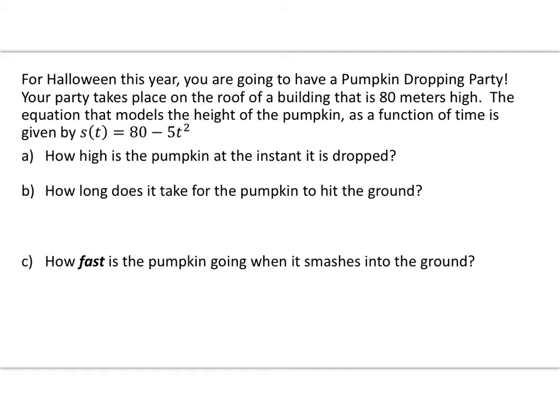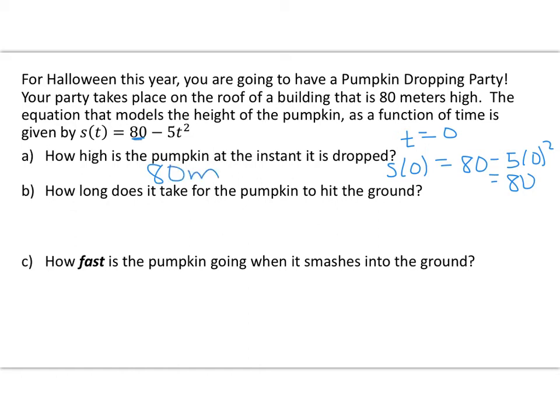Well, if I'm just about to drop it, that means I'm just starting. That means when my time is equal to 0. And I want to know how high it is, so that's position, so that's s of 0, which is equal to 80 minus 5 times 0 squared. So this is equal to 80, and my units are meters. So it's 80 meters high when I start. And that's what that part of the equation is telling me.